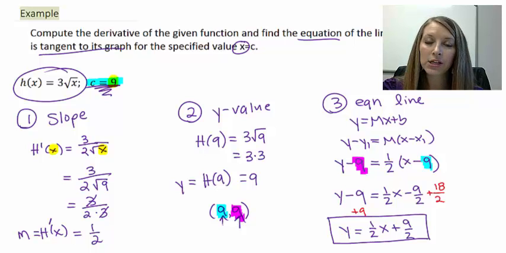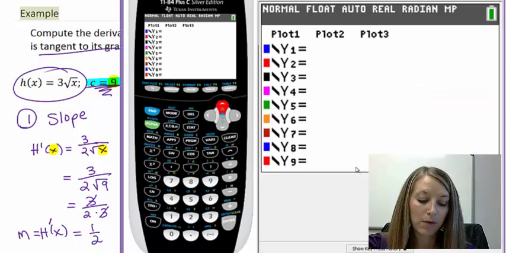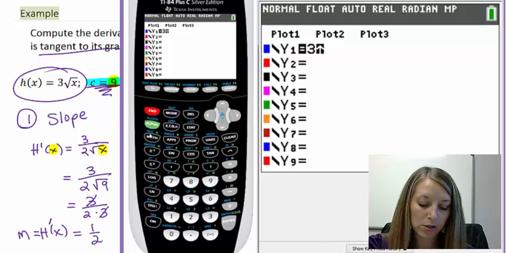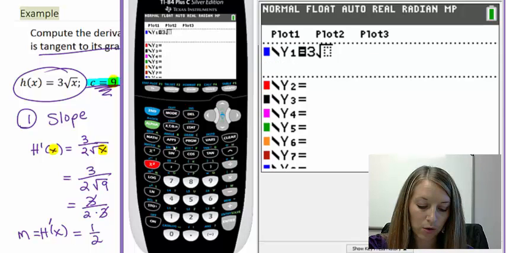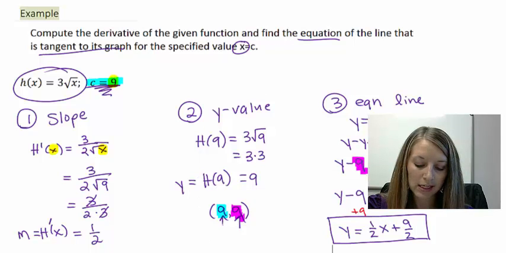In the last video, I showed you how to check all 3 of these parts by using your calculator, and I always encourage you to do so. Why not guarantee yourself a correct answer? So I'm going to do that, but I'm actually going to check part 3. If that matches up, then I know that part 1 and 2 should match up as well. In my first equation, I just type in my original equation, 3 times the square root of x. In my second equation, I type in the equation that we got for our tangent line, which was 1/2 x plus 9/2.